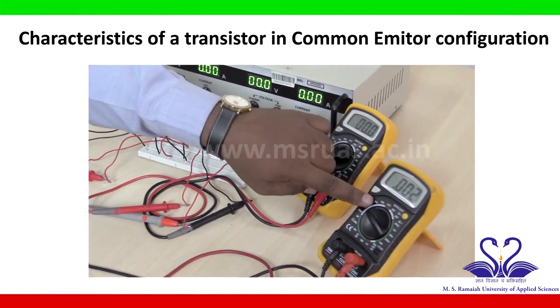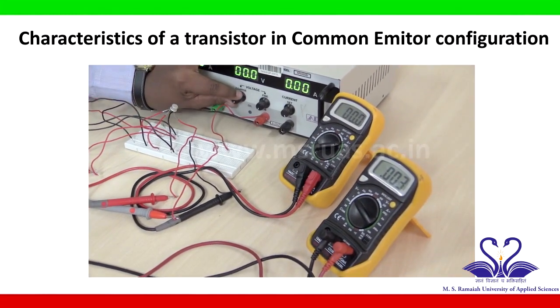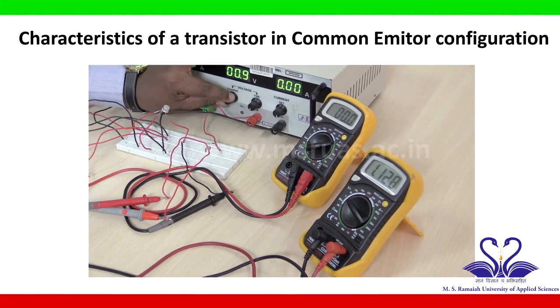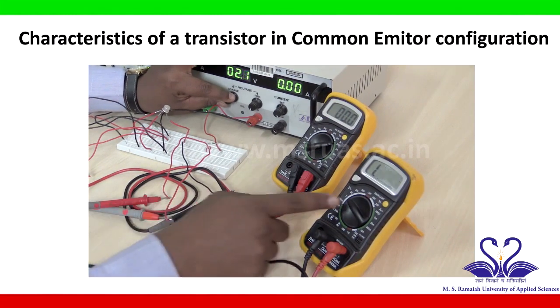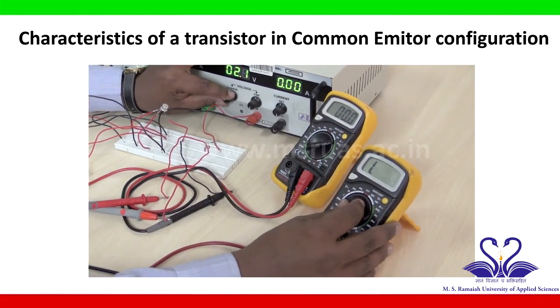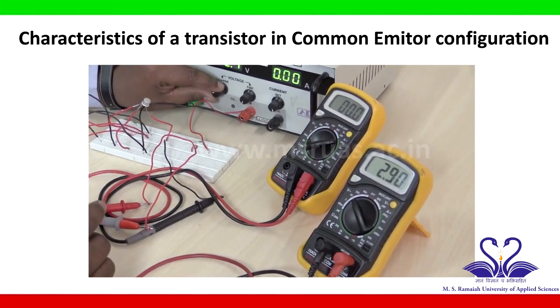Now I will set a VCE as 5 volt. So go on, increase this. Now we are getting an increase in the value of VCE. We need 5 volt, so I will change this knob to 20. So I need a VCE of 5 volt.